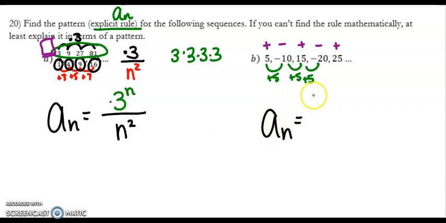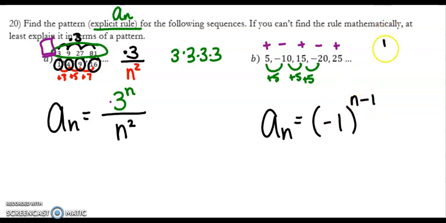A sub n, to deal with the -1, the alternating, if you remember from the first day, negative 1, I need to raise it to either the nth, which would put negatives in the even spots, or the n minus 1, or the n plus 1. All of those things work.